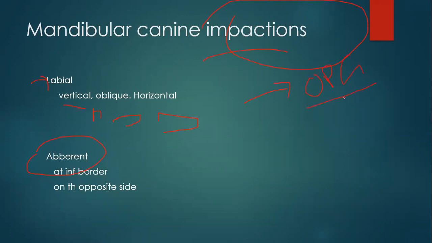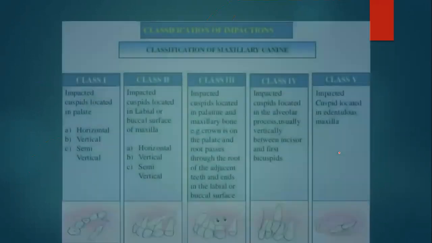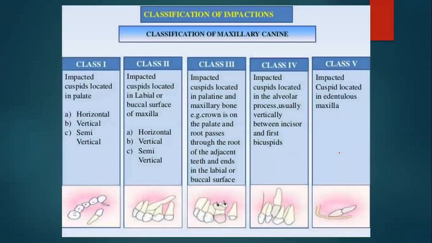It can either be very much close to your inferior dental canal or nerve, as well as the mental nerves and other vital structures as well. So this is the very common and important classification of maxillary canine as explained earlier, but I will explain it again with the help of the diagram so that it becomes clear.